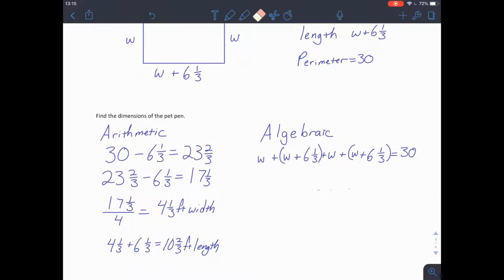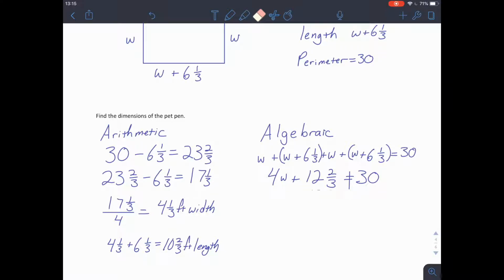Then my next step would be to use the distributive property. Since nothing is being multiplied by what is in parentheses, there's nothing to do there. Next, I would combine like terms. Because I can use the associative property to replace those parentheses, I can add together all of my terms that have W and all of my regular whole number terms to get that there are 4 W's plus 12 2/3, and that is what equals 30.